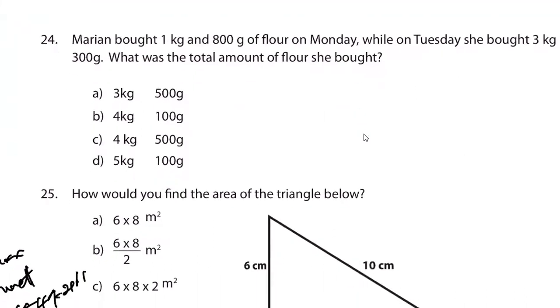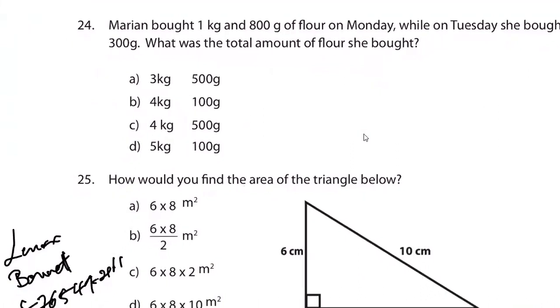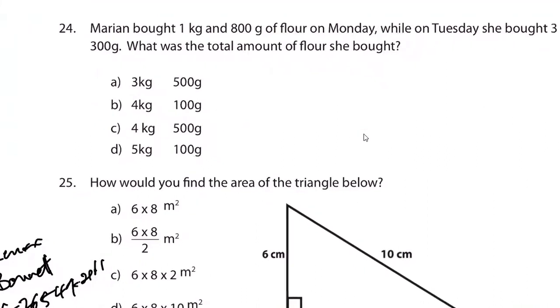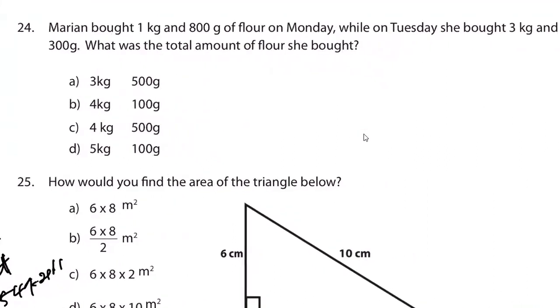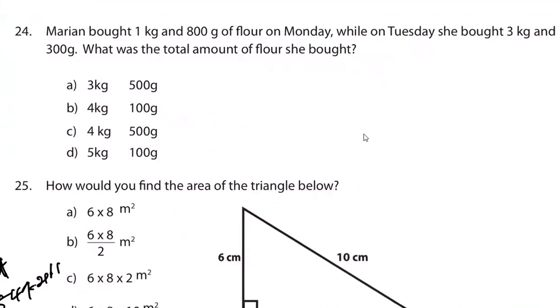It says, Marian bought 1 kilogram and 800 grams of flour on Monday, while on Tuesday she bought 3 kilograms and 300 grams. What was the total amount of flour she bought? Alright, so let's break it down. So first, they said that she bought 1 kilogram and 800 grams. Can separate them. And Tuesday, 3 kilograms and 300 grams.